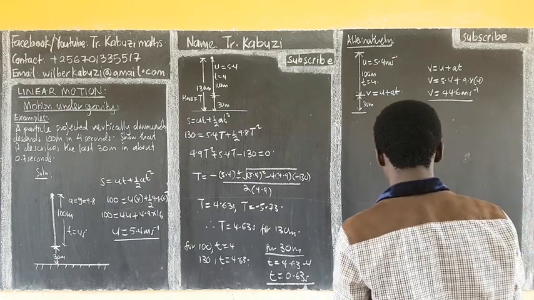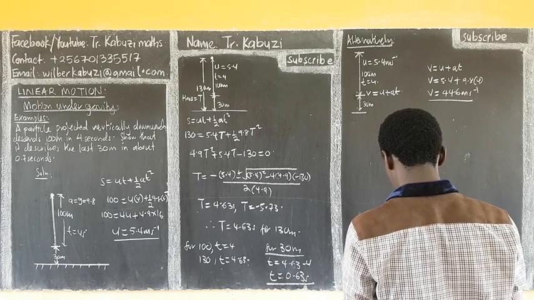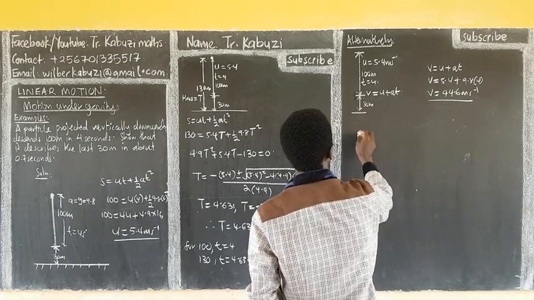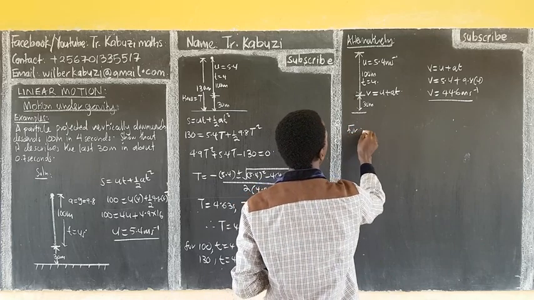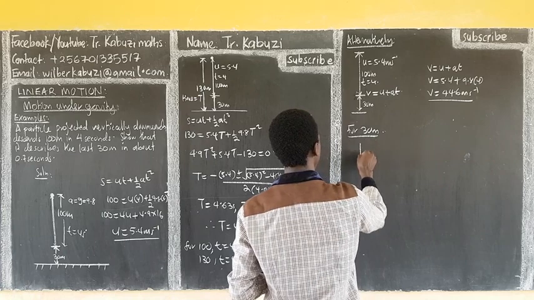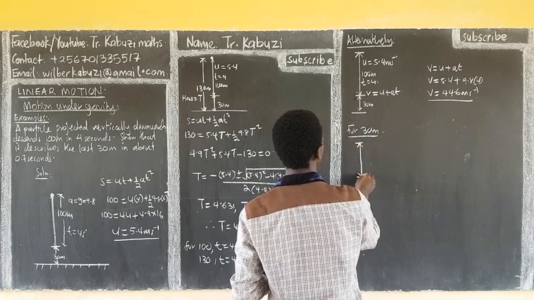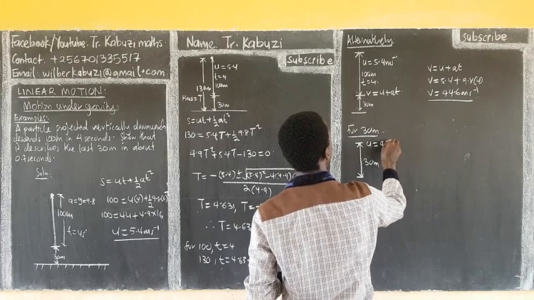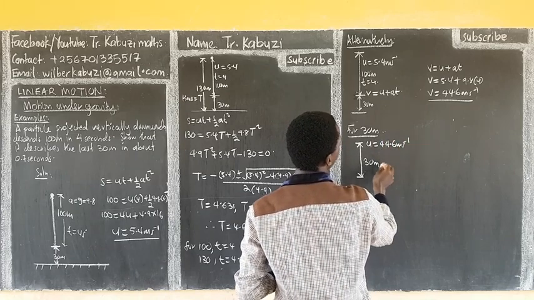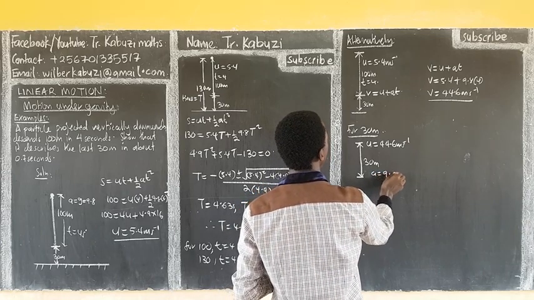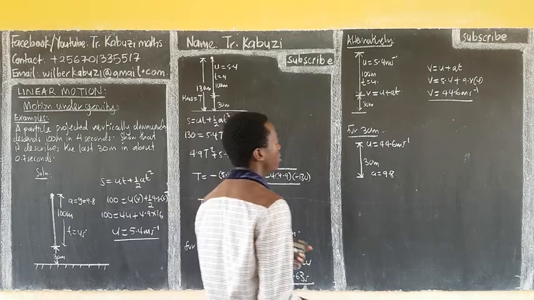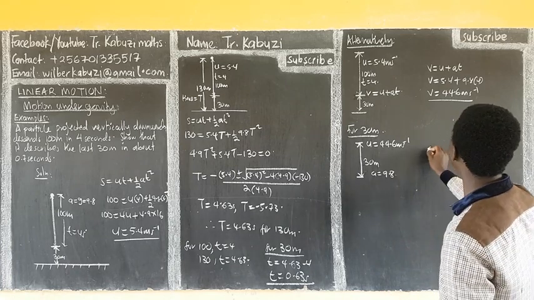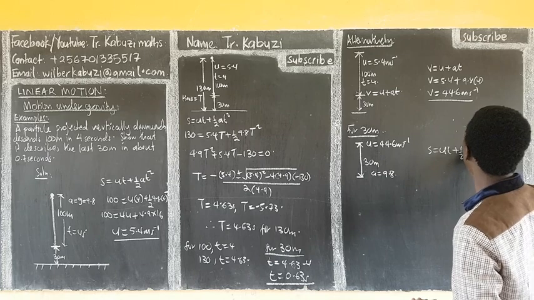So after getting that, now I come to the 30 meters, from there up to there. Let us call this 30 meters. So our u here is going to be 44.6 meters per second. Our distance is here and our a is going to be 9.8. Now, what happens if you have that? You have the distance, you have the acceleration, you want time. What do we do? We use s equals ut plus a half a t squared.